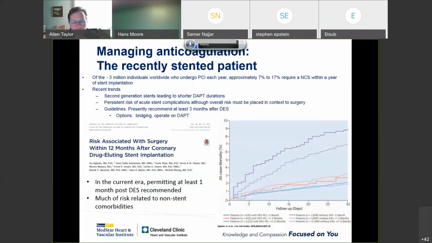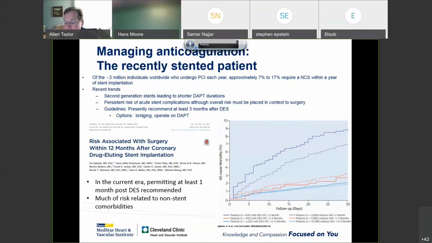The thing that's really helped is the fact that newer stent generations are leading to shorter DAPT durations, and in general, with these newer stent generations, shorter-term DAPT is needed, and DAPT can be discontinued so patients can undergo non-cardiac surgery safely. And I do want to just take a moment to point out this graph at the bottom right, which makes the point that the top 2 lines are patients with a drug-eluting stent in the last month, or those with ischemic heart disease who haven't been stented. And in fact, both are at high risk for 30-day mortality.